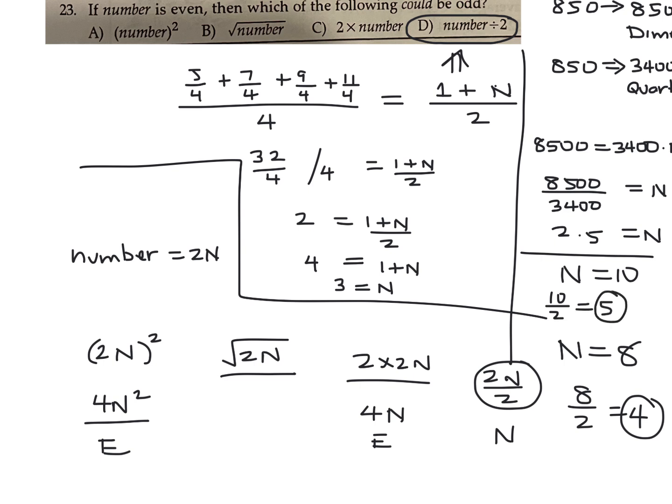Okay, I think I misunderstood the question. So it could be odd. So that works out. The answer is D. I was right. It's just my explanation wasn't proper. So I got it. So n is even. Which of the following could also be odd? And it's n divided by 2. It all depends on what n is selected to be.